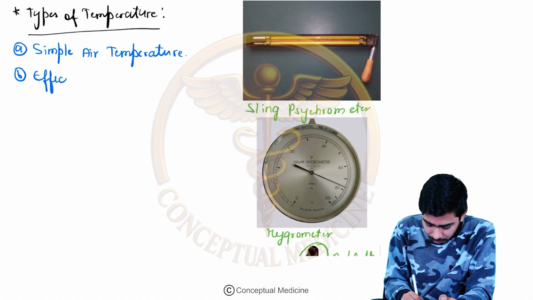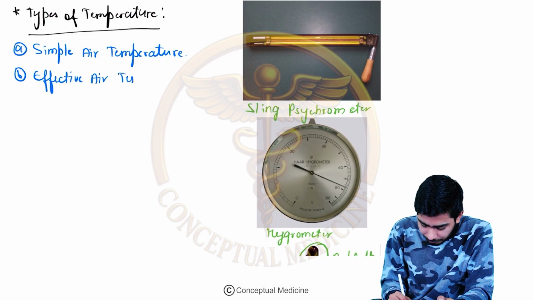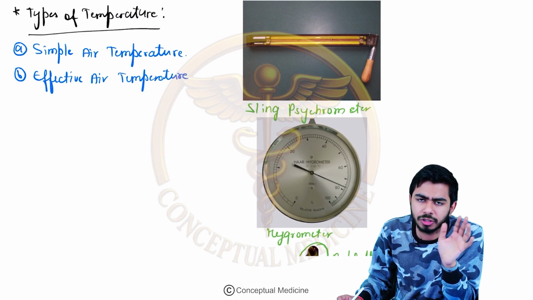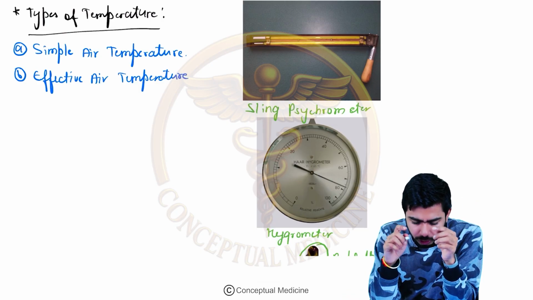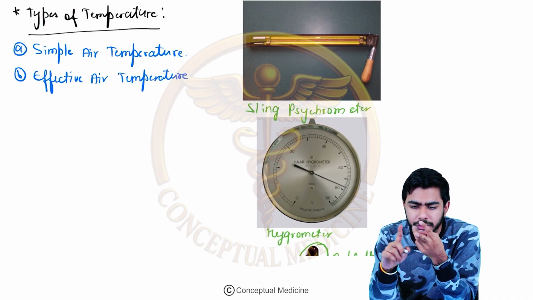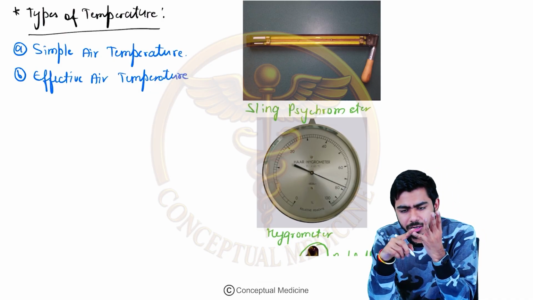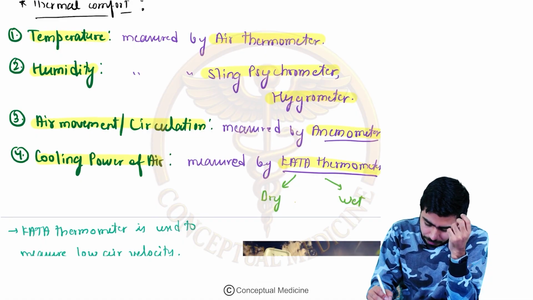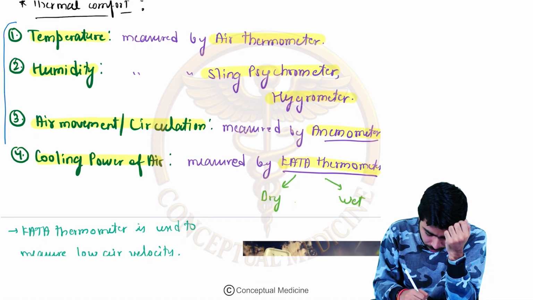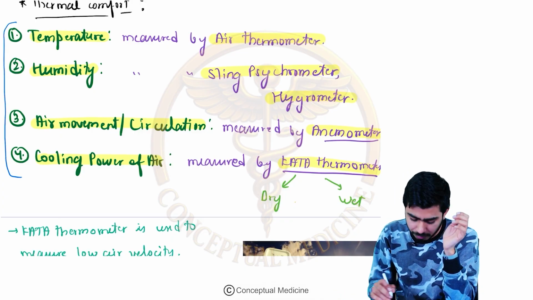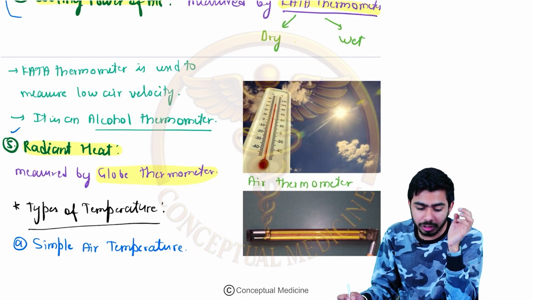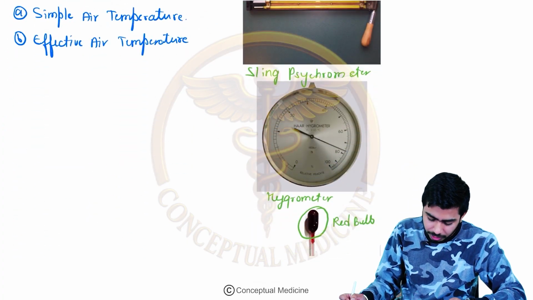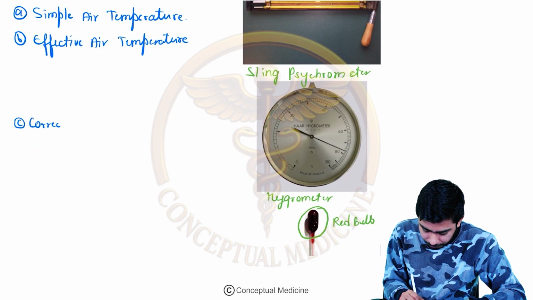What is the effective air temperature? If somebody is asking us about effective air temperature, we are talking about the combination of some of the thermal comforts which we have just talked about, right? For example, it is the combination of temperature plus humidity plus air movement or circulation, with that plus cooling power of air. So if I am not including the radiant heat, and I include these four, then it will be called the effective air temperature. If I include this one also, then it will become the corrected effective air temperature. So guys, there is the effective air temperature and one more term, the corrected effective air temperature, right?